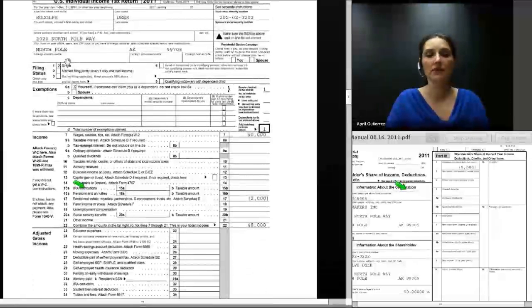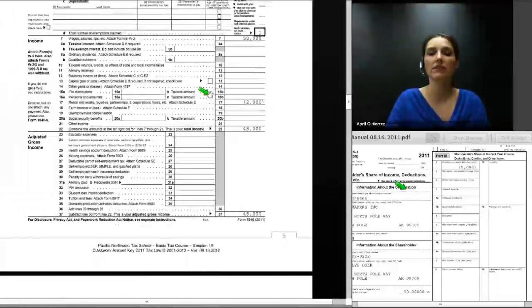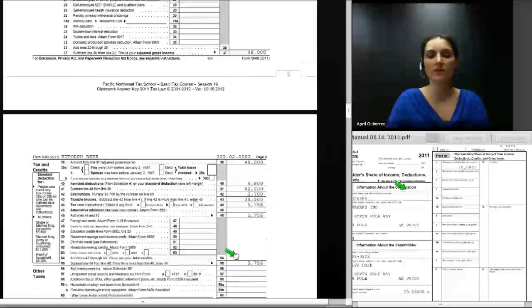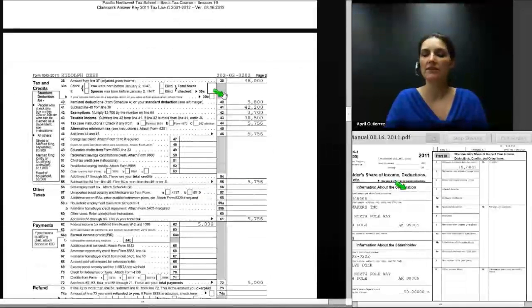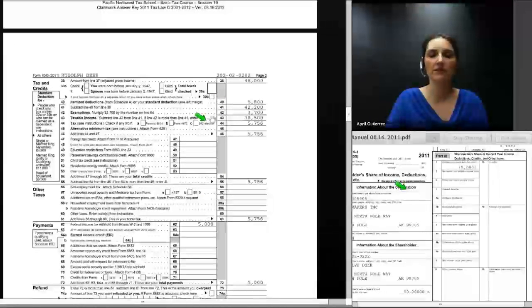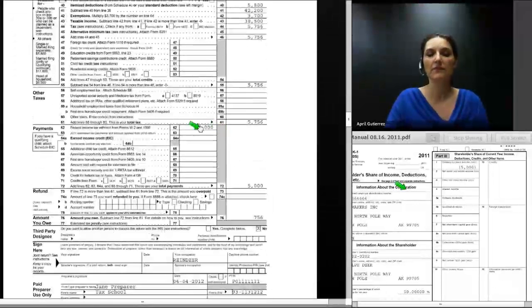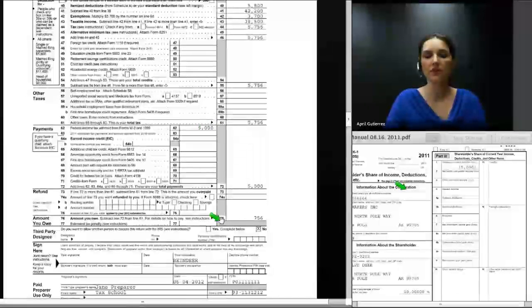Of course, he is a single filer. We're entering on line 7 his wage income of $50,000. On line 17, he is allowed a loss of $2,000. His adjusted gross income is $48,000. He is claiming a standard deduction and a personal exemption. His taxable income is $38,500. His tax is $57.56. He had $5,000 withheld on his W-2, so he owes $756.